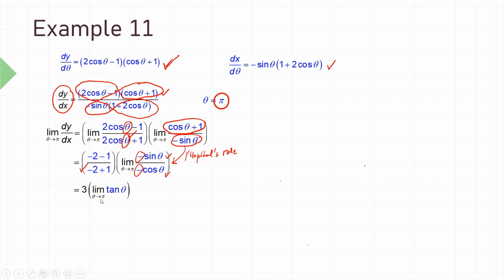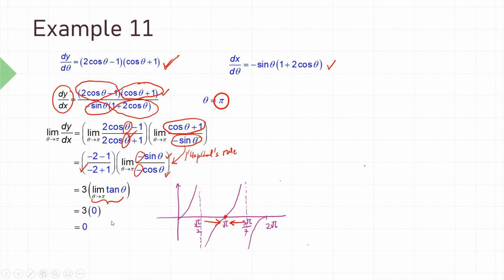Limit as theta approaching pi of tangent theta. Recall the graph for tangent theta. This is the graph for tangent theta as theta approaching pi. As theta approaches pi, from left or from right, it goes to 0. That's why I don't write limit from left or limit from right. If you want to show that, it's okay, but still you get 0 here, because this part will become 0. So we have 3 multiplied by 0, you get 0.